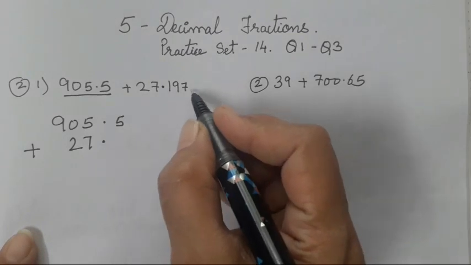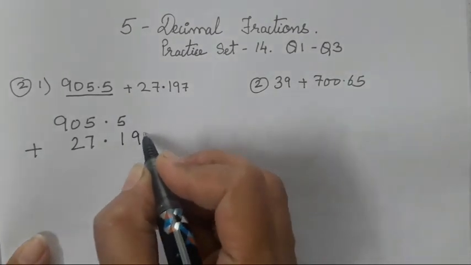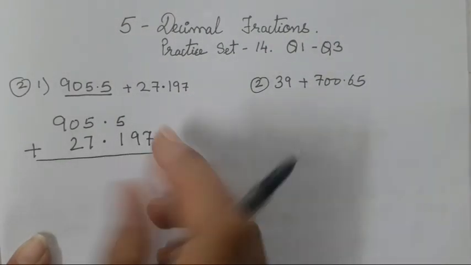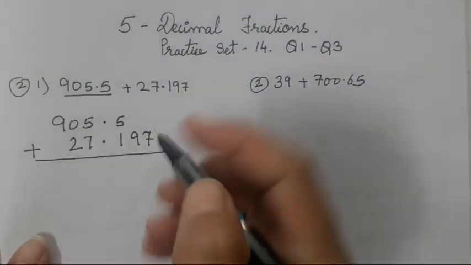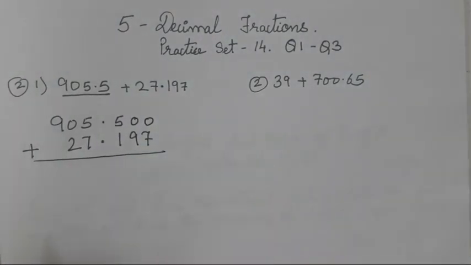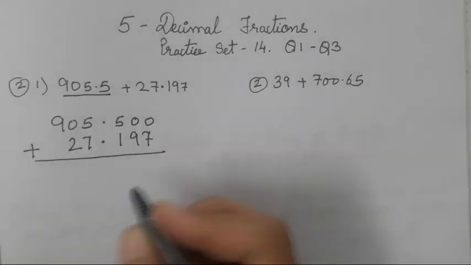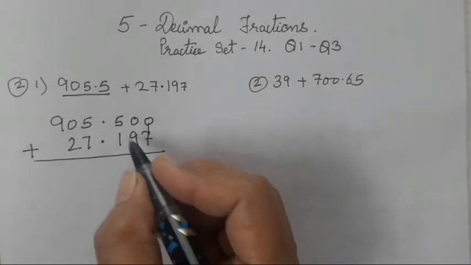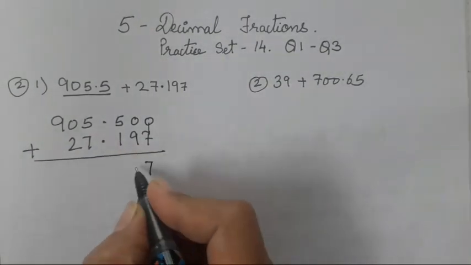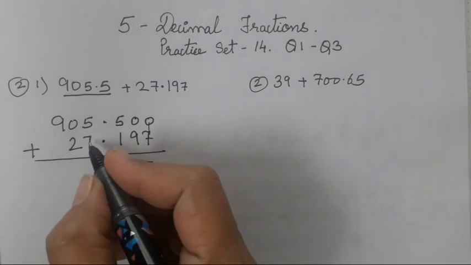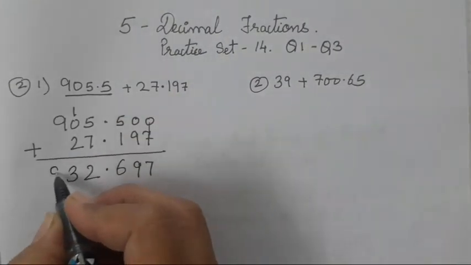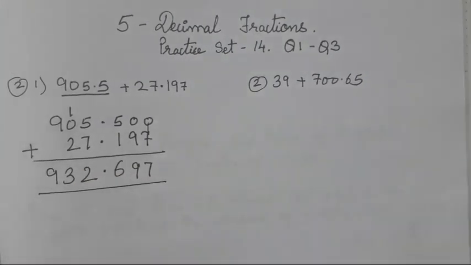Now next is 197. So 1, 9 and 7. Now you will say, teacher, there are no numbers over here. So you can keep it as it is, or you can add 2 zeros over here. It will not make any difference. Now simply addition: numbers have to be written below numbers, and decimal point has to come below decimal point. That's it. 7, 9, 6, decimal point. 7 plus 5 is 12, 2 plus 1 is 3, and 9. Simple addition you have to do.